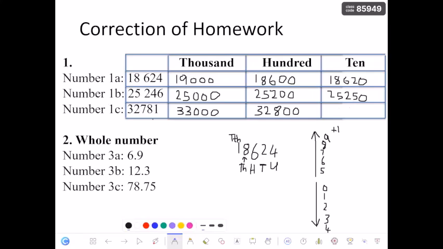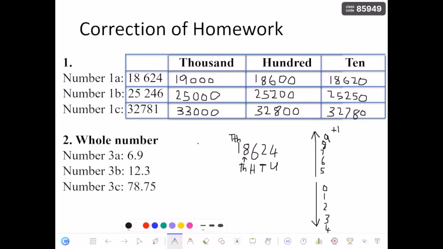The nearest 10. 10 is the 8 here. So 1 is a round up number. So you are now adding 1 to 8 to make 9. So you are going to have 3, 2, 7, 8, 0. So this is your answer. So take time and go through this work. This is how you approximate to nearest 1,000, 100, 10.